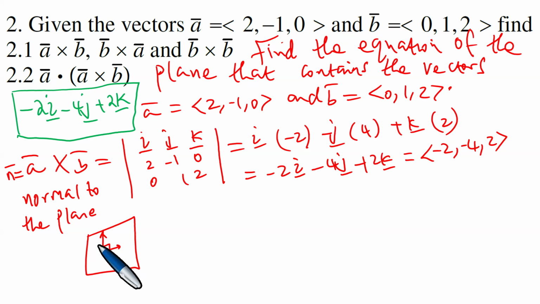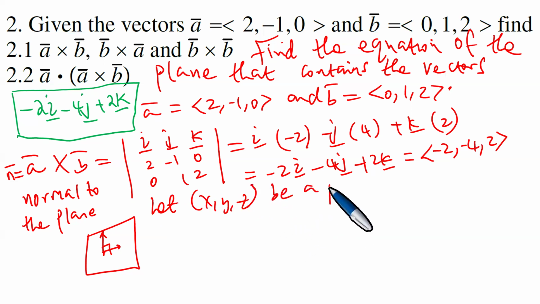We continue and then say we have the following. To find the equation of a plane, we need two things. We need a normal to the plane, which we have already got. We also need an arbitrary point on the plane, so that we can say, let XYZ be a point on the plane.